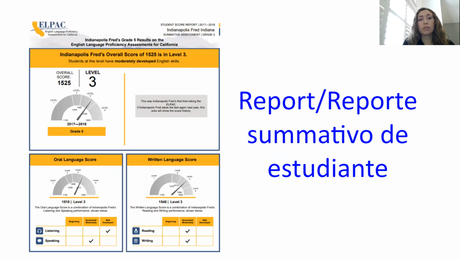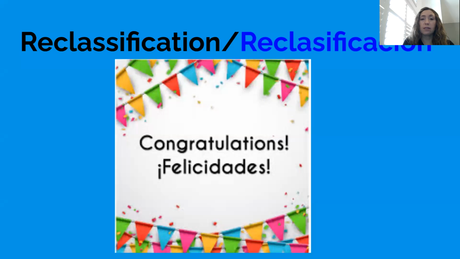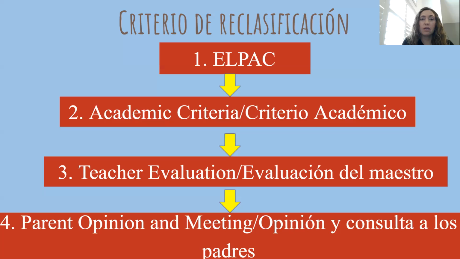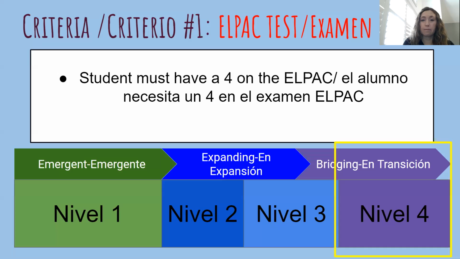At the end of the year, once the assessment has been graded or evaluated by the state, parents, you will receive something that looks like this that gives you a report of how your child did on that test. Once English learners meet certain criteria, they are candidates for reclassification, and this is a reason to celebrate. In order for students to reclassify, however, they need to meet 4 different criteria. They have to have a 4 on the ELPAC, they have to have a certain academic criteria, an evaluation of the teacher, and parent opinion and meeting.